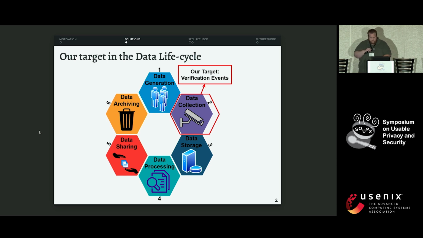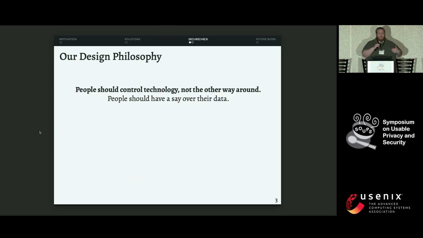So before getting into my approach, I would like to discuss a little bit about our philosophy. I firmly believe people should control technology and not the other way around. And the corollary to this is that people should have a say over their data. And from our design philosophy, we developed 3 design objectives that we want to use for developing our approach.